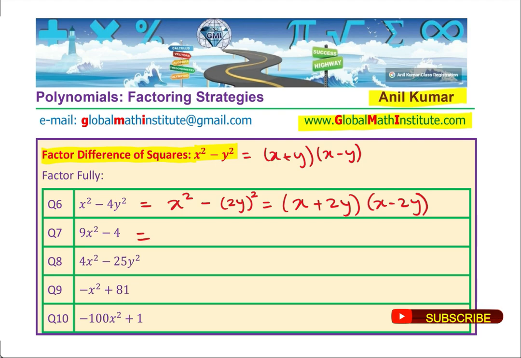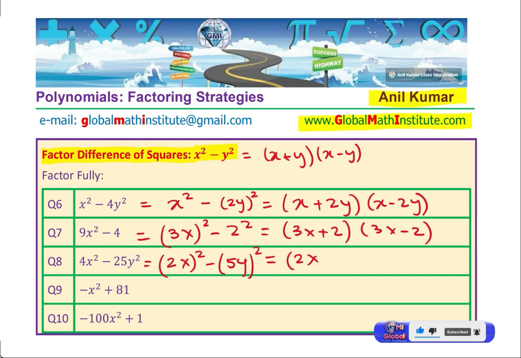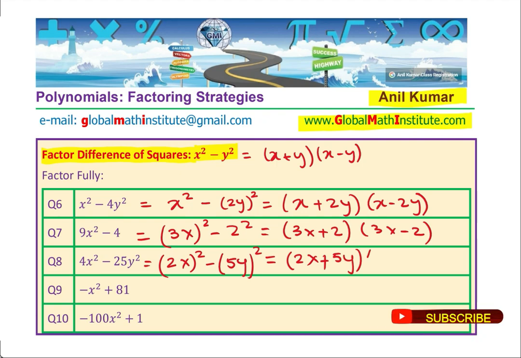9x squared minus 4 means 3x whole squared minus 2 squared. So that will be 3x plus 2 times 3x minus 2. Then we have 4x squared minus 25y squared. 4x squared can be written as 2x whole squared minus 5y squared. And so we can factor this and write it as 2x plus 5y times 2x minus 5y. I'm writing plus first, so let it be like this.